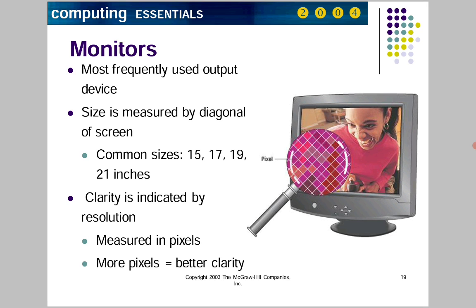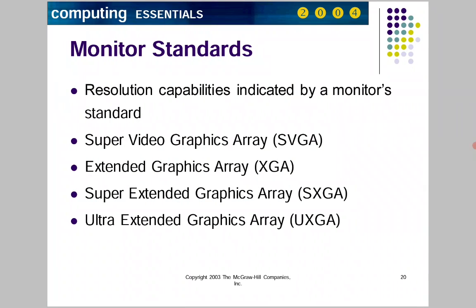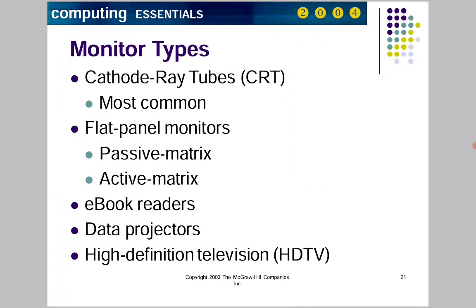Clarity is indicated by resolution. Monitor clarity is indicated by the resolution of the monitor used. Monitor resolution is measured by pixels. Pixel means picture element, and more pixels means better quality. Different types of monitors are used, like SVGA, XGA, and so on.